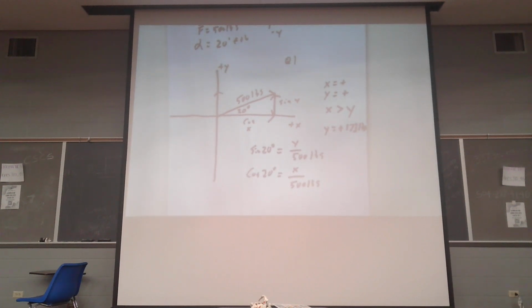Now, let's do the x. The x should be, in this example, greater. So let's clear it and do cosine of 20. Look at that percentage. 93%. Which makes sense because it's very shallow. So 93% times 500, 469.8. And again, I don't care about decimal places. If you're in the ballpark, we're fine.